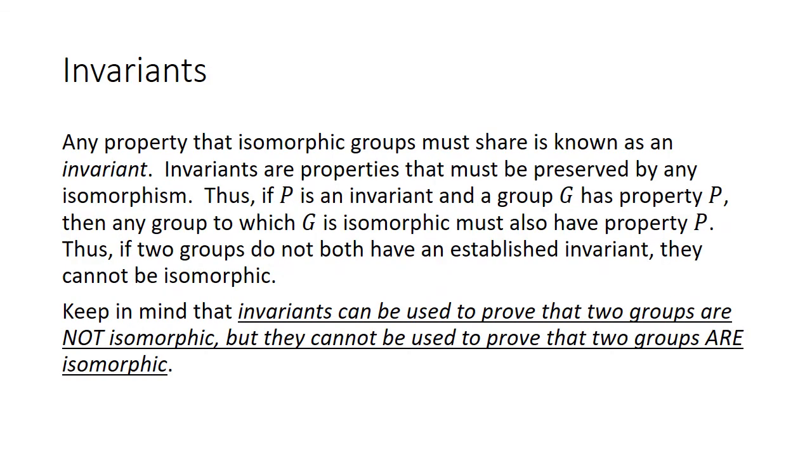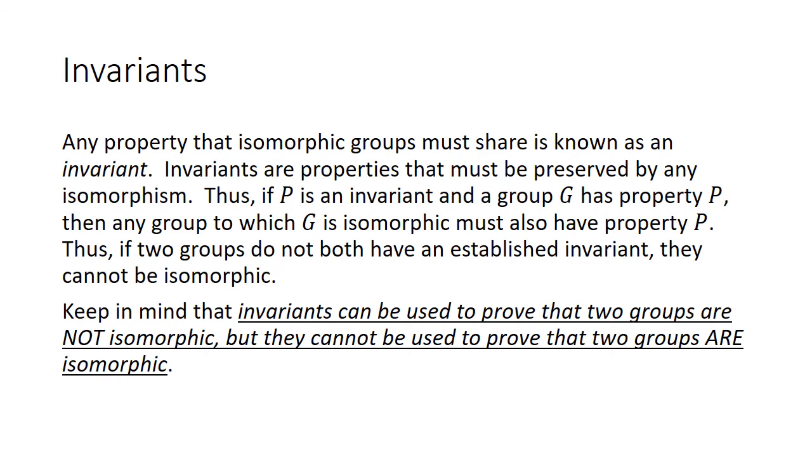Okay, so invariants. Any property that isomorphic groups must share is known as an invariant. So invariants are properties that are preserved by isomorphism. So for example, if P is an invariant and a group G has property P, then any group to which G is isomorphic would also have to have property P. So these are properties like being abelian, being cyclic, having 10 elements, those kinds of properties. And if two groups do not both have an established invariant, then that means they cannot be isomorphic. So this is the general approach for proving that groups are not isomorphic, to find some invariant that one has and the other does not have.